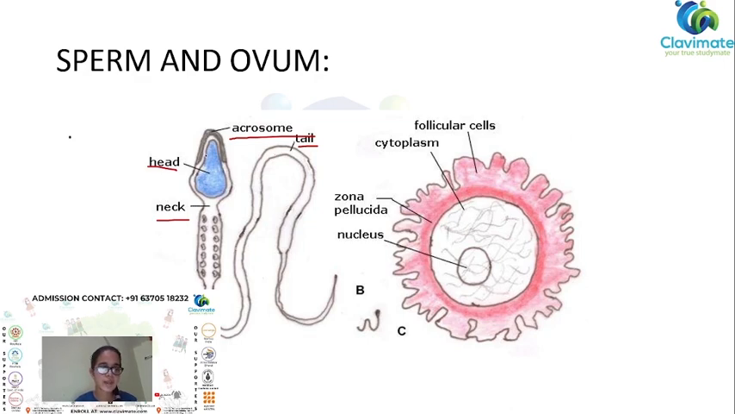And next, coming to the ovum. This is the structure of the ovum. This is the cell nucleus. Next, this is the zona pellucida layer of the ovum. And this is the cytoplasm. And these are the follicular cells surrounding the nucleus.